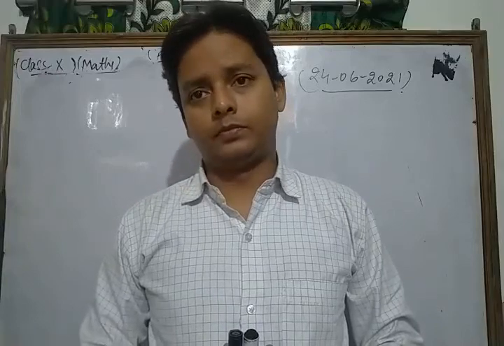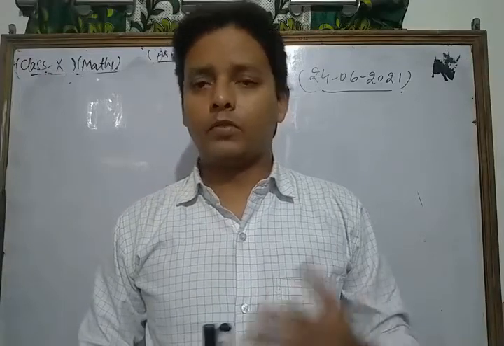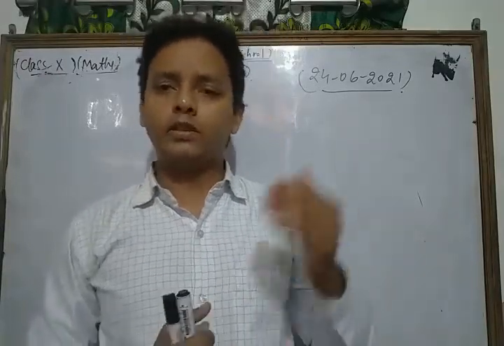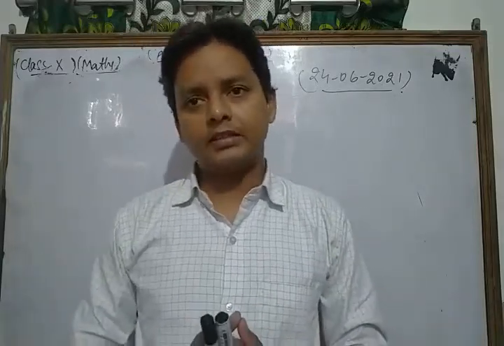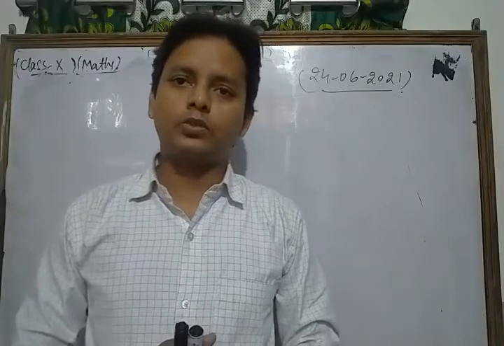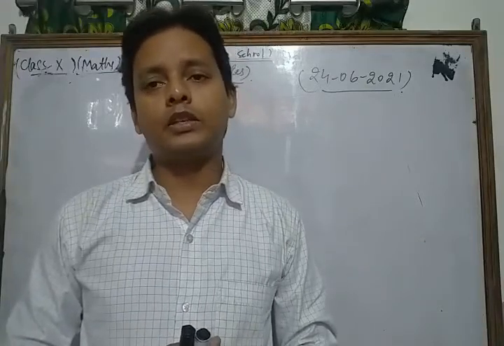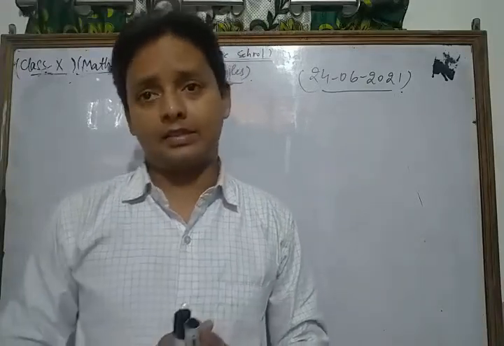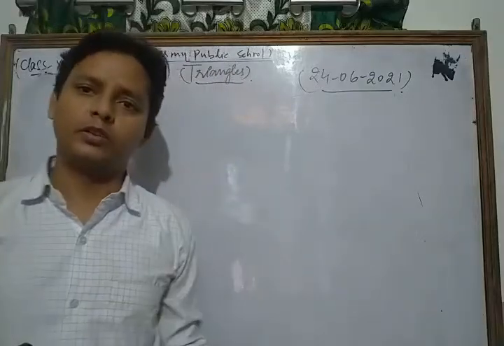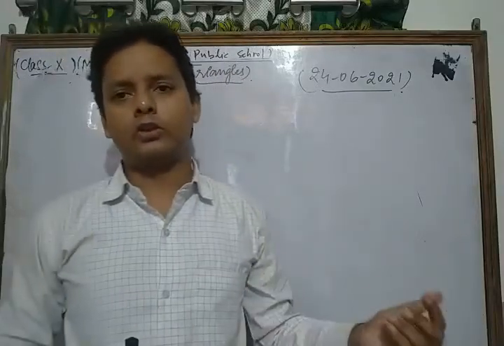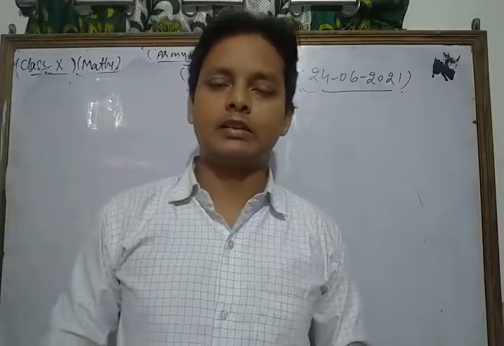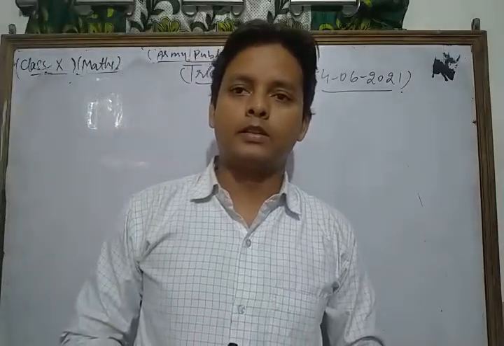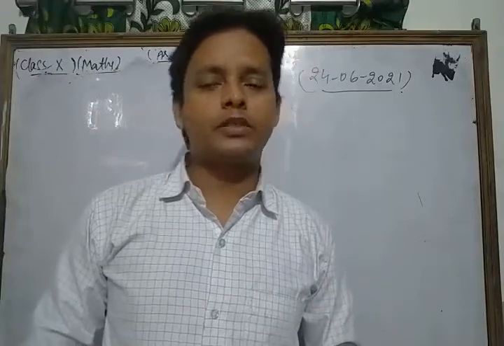based on that theorem. The theorem is: the ratio of the areas of two similar triangles is equal to the ratio of the squares of their corresponding sides. So in that topic we already discussed the theorem, and also solved some important questions of your NCERT exercise based on the topic area of similar triangles.